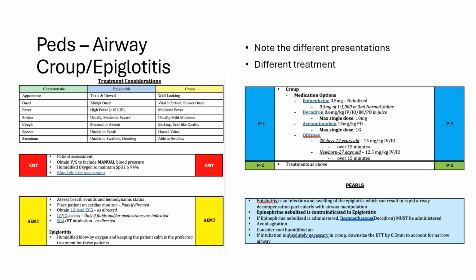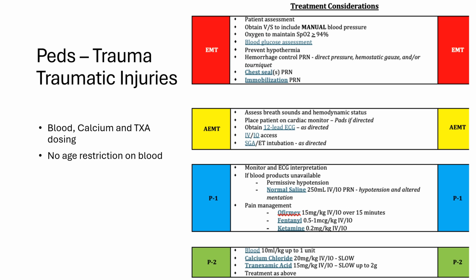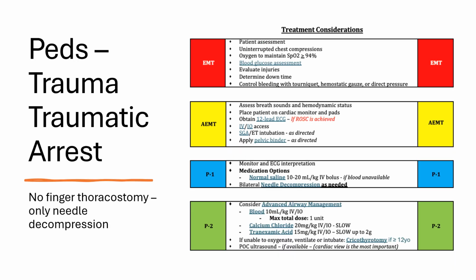All right, next slide. Peds trauma. Guess what? You can now give blood to peds, 10 cc per kilo up to 1 unit. All right. It's important to know. All right. So that's what we're going to do for kids. Calcium, tranexamic acid, you see it there, same thing as before. Next slide. Traumatic arrest. Not much different. We don't do finger thoracostomy in kids, right? We do needle decompression. Next slide.